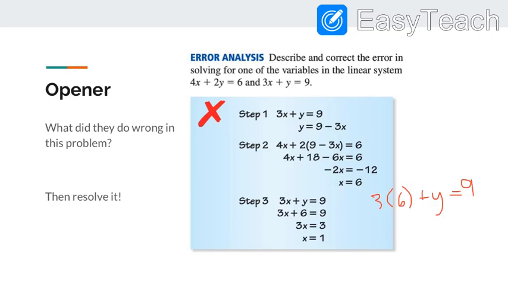So we would have 3 times 6 plus y equals 9. So this would be 18 plus y is equal to 9. Therefore our y value would be negative 9, because you'd subtract 18 from both sides to get that. Our coordinate point for this one would really be (6, -9). You can check the work, you can use graphing, you can use whatever you need to check the work here.